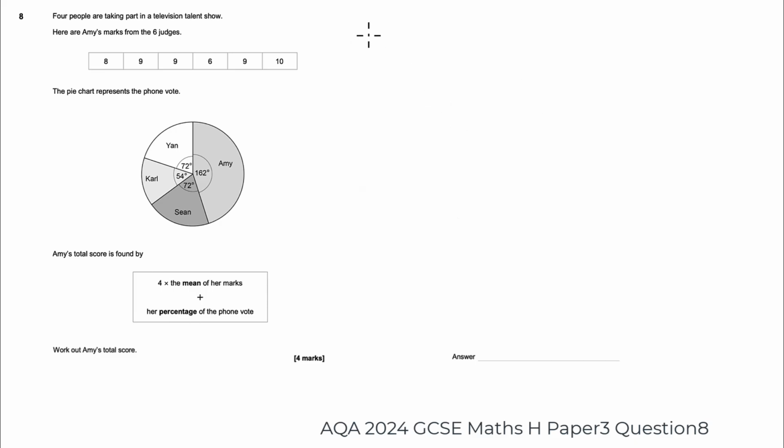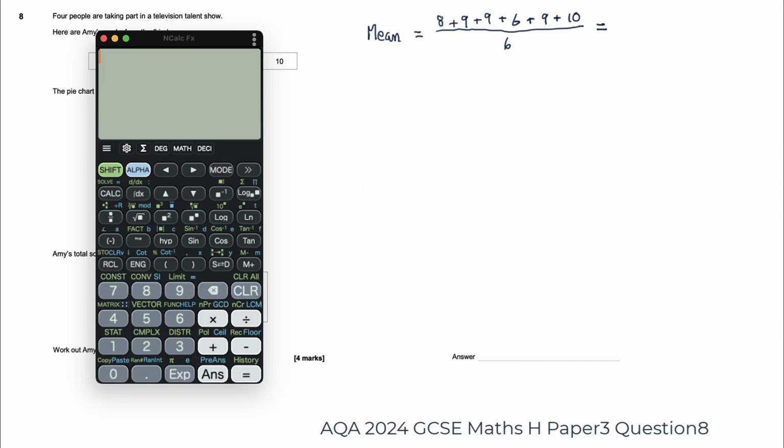Now, remember what the mean is all about. Mean would be the sum of all the marks. That's 8 plus 9 plus 9 plus 6 plus 9 plus 10. And it's that total divided by the number of marks that there are. And remember, there were 6 of them. 8 plus 9 plus 9 plus 6 plus 9 plus 10 comes to 51. Be nice just to write that down. So it's that answer divided by 6, and that gives me 8.5. So that's the mean of her marks.